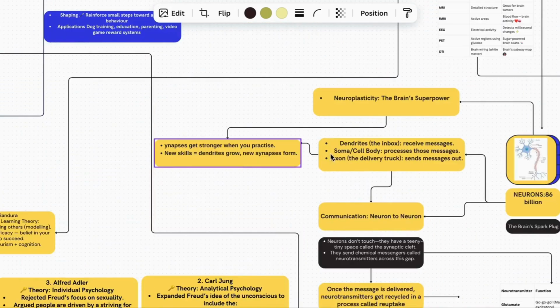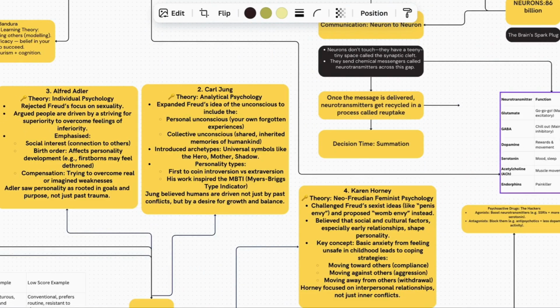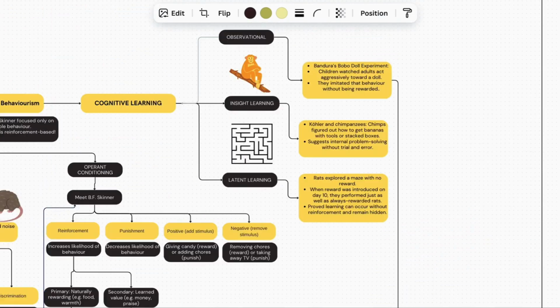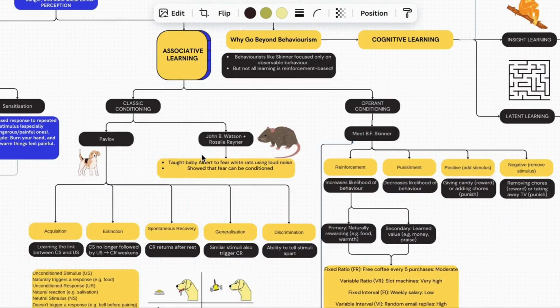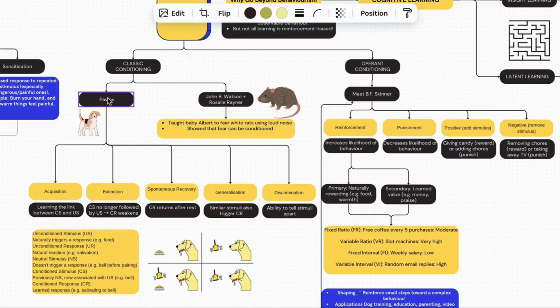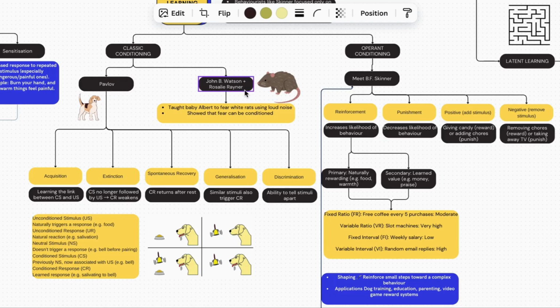Now we can learn about sensitization. It is an increased response to repeated stimuli, especially dangerous and painful ones. Example: burn your hand and even warm things feel painful. Habituation means less neurotransmitter released and a weaker response. Sensitization means more neurotransmitter release and a stronger response. We learned about this in Module 2, neurotransmitters. And now we're going to learn about associative learning.